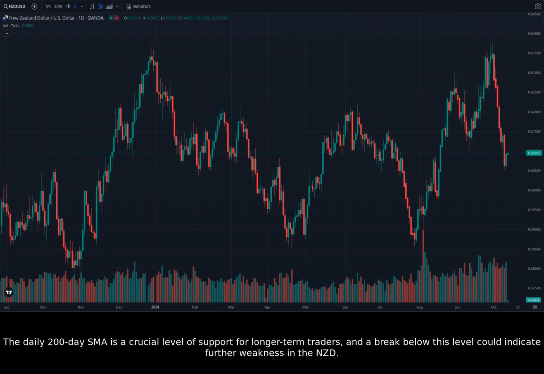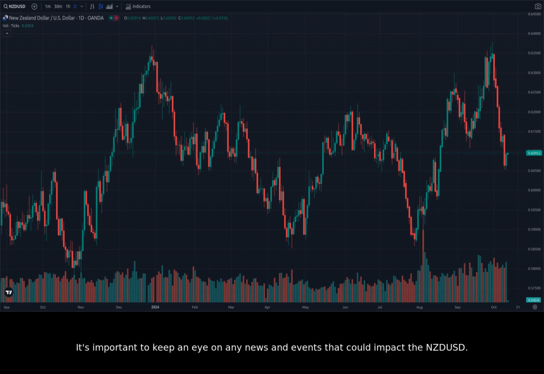The daily 200-day SMA is a crucial level of support for longer-term traders, and a break below this level could indicate further weakness in the NZD. It's important to keep an eye on any news and events that could impact the NZDUSD. The next key event to watch out for is the US CPI report, which will be released on Friday. This report could have a significant impact on the US dollar and the NZDUSD pair. Traders should be prepared for increased volatility in the lead-up to and following the release of the CPI report.